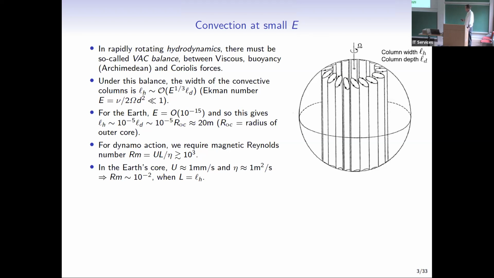And as we know, the column width is very small. The column width scales as Ekman number to the one third. Given that the Ekman number is tiny, the Ekman number to the one third is still pretty tiny. So if you work this out, what scale do you get? Something pretty small, of the order of the size of this room, the order of 20 meters, for the column width.